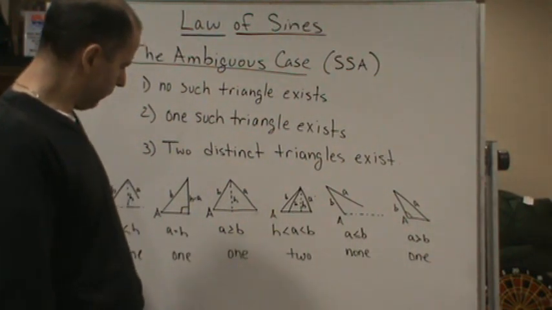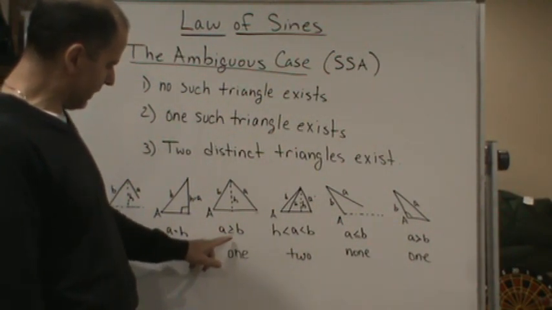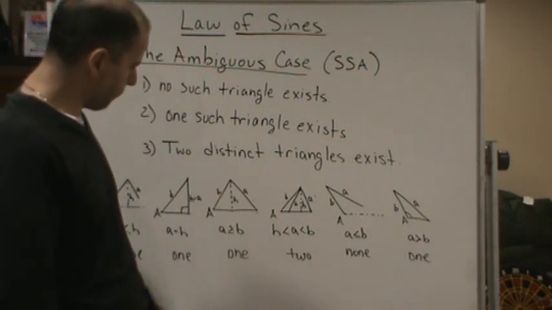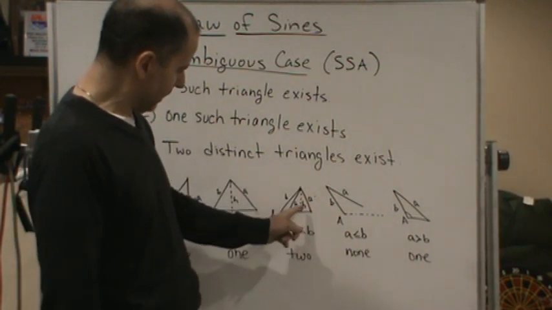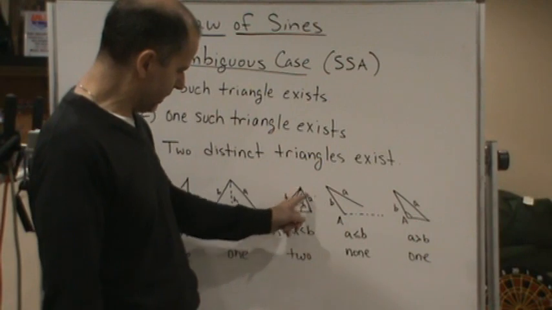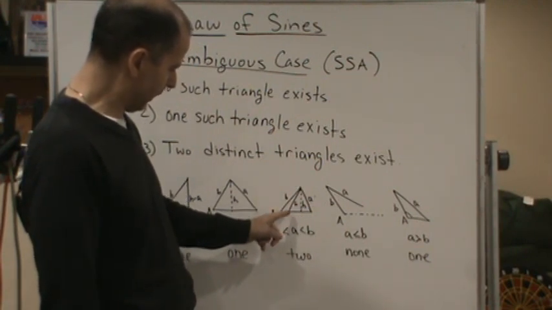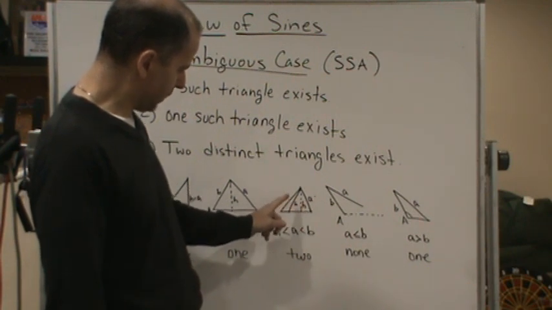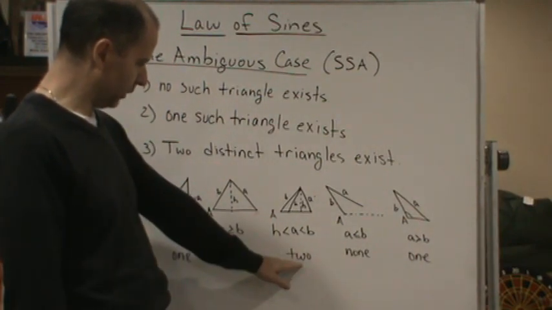Obviously, if A is greater than or equal to B, it's bigger than H. But here, let's say it's between H and B. That means it's going to swing through and hit the ground twice, because A will hit over here, swing through, and come back and hit over here. So if A is bigger than H but smaller than B, we'll have two distinct triangles.